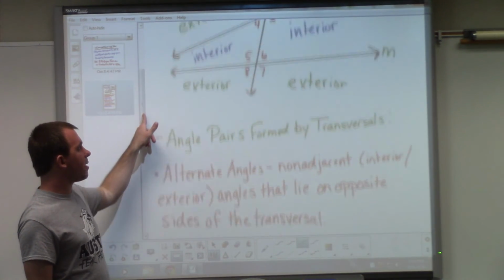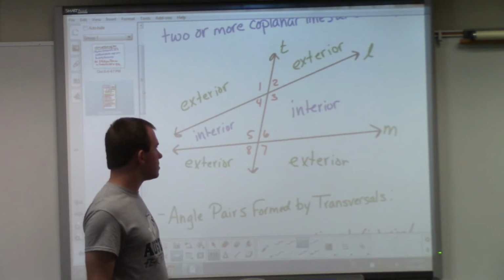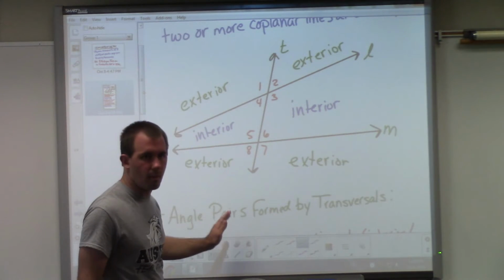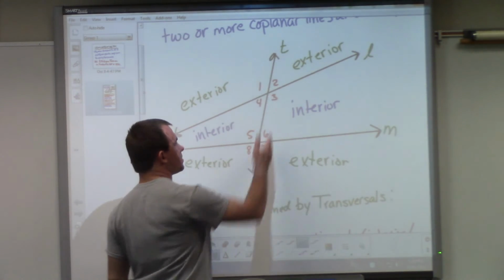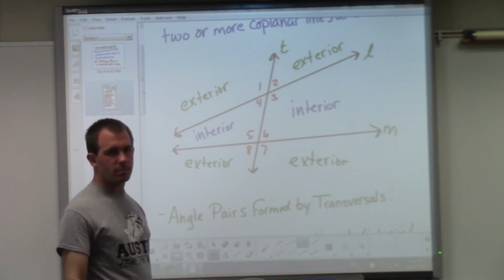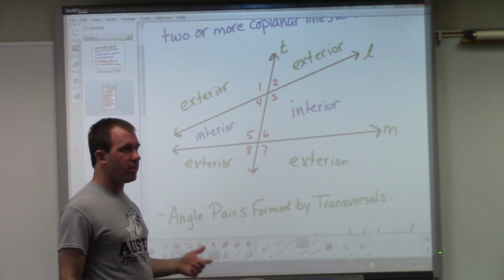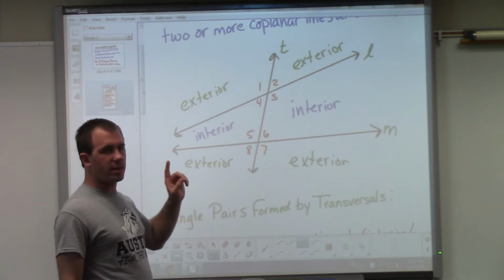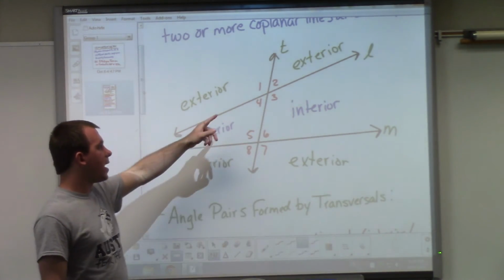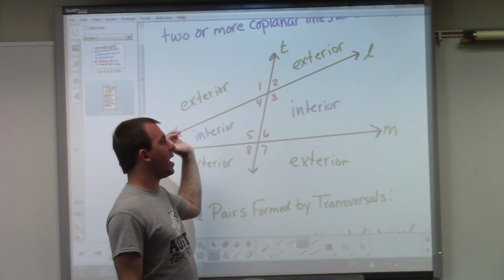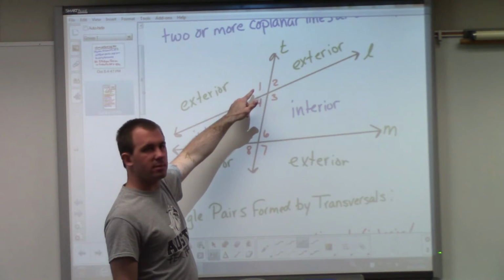So if we are looking at our figure, transversal is T. So for corresponding angles, one set of pairs must be on this side. Another set of pairs must be on this side. They have to be in similar positions. So let's look at angle 1. Angle 1 is on the left side of the transversal and on top of the line that the transversal is cutting through. So to the left and on top.